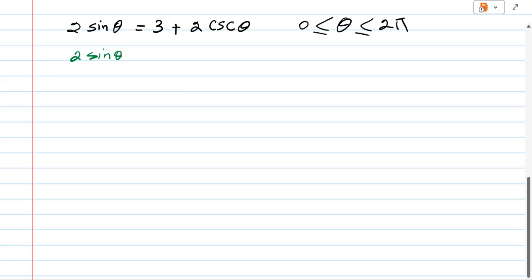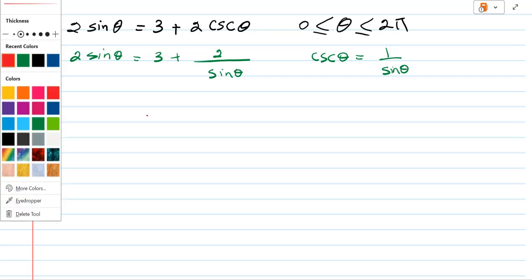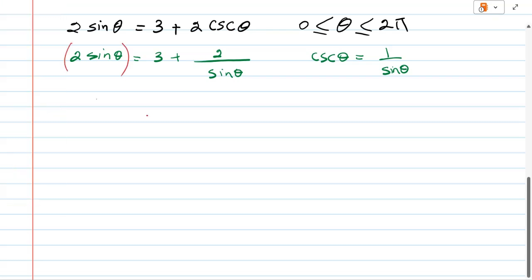So we have 2 sine theta equal to 3 plus 2 on top. Remember, cosecant theta is 1 over sine theta, right? So cosecant theta equal to 1 over sine theta. So when you have a 2 on top, you just multiply that, and that's what you will get. We're going to multiply everything, both sides of the equation, by sine theta, the lowest common denominator of all terms, okay? Left-hand side and right-hand side of this equation. And then we're going to go ahead and multiply through.